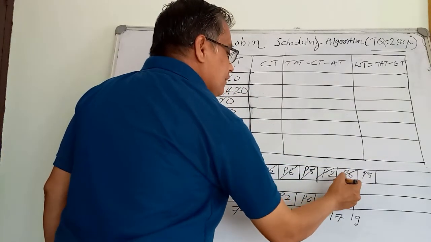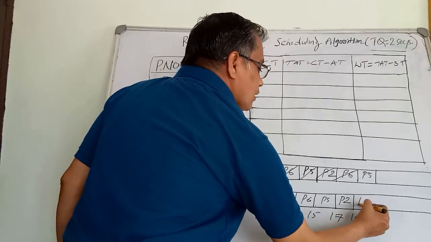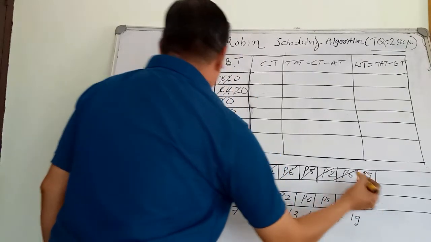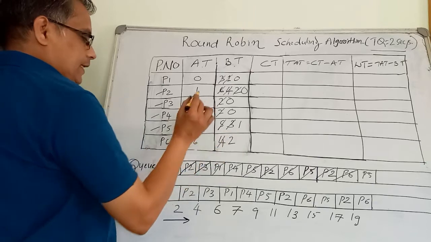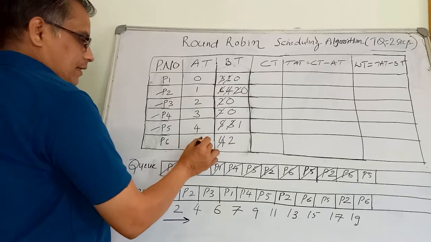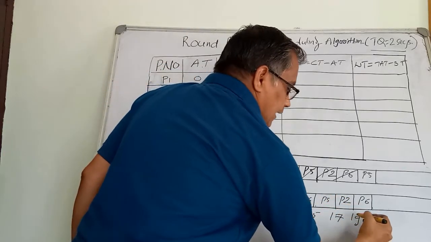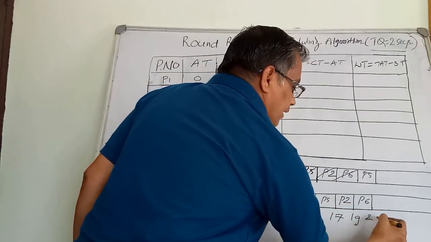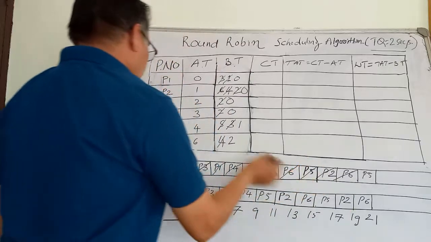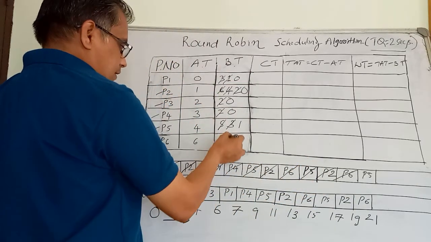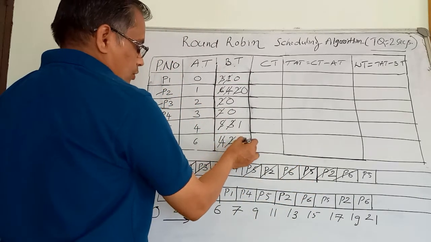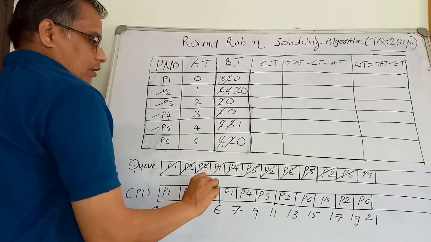Next, P6 is brought. How much is remaining? 2 seconds, or 2 units, is remaining. That means it got executed for 2 units or 2 seconds. 19 plus 2, 21. Okay. Then P6 you go to the burst time column. 2 minus 2, 0. 2 seconds over.